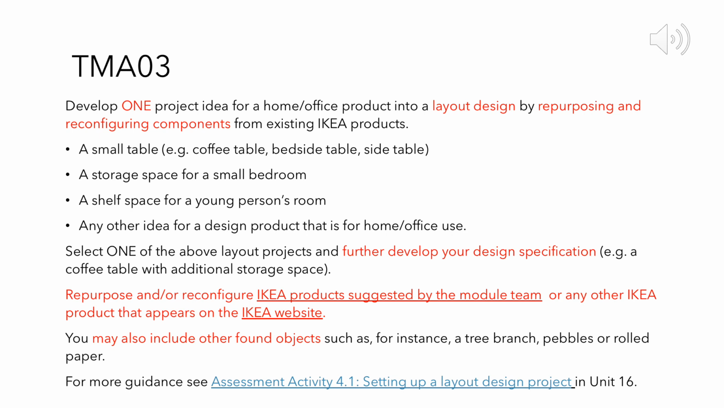And what you're going to do is select one of those layout projects and then develop your design specification. So you're going to say a little bit more about what your intentions are. So if it's a coffee table, it might be a coffee table with additional storage space, or a coffee table with built-in coasters, whatever you need to be clear in your design specification how you're going to make it your own, really.